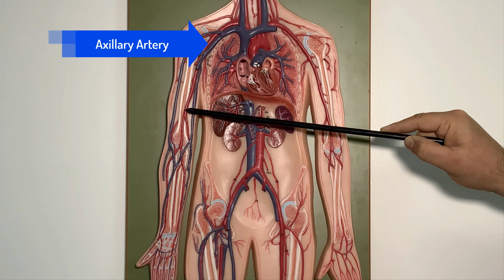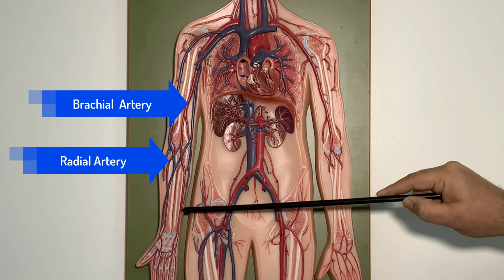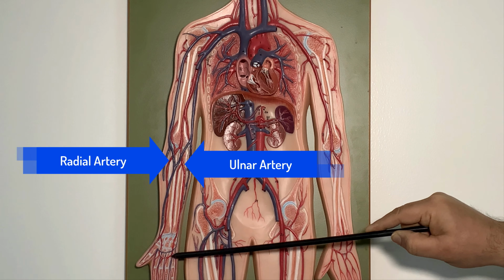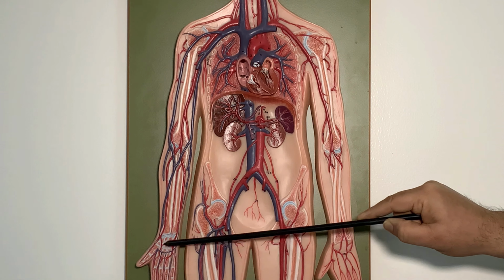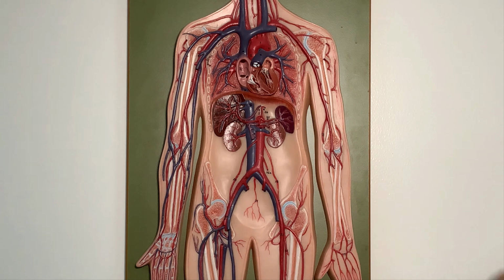It becomes the brachial artery. Towards the thumb, we call it the radial artery. Towards the little finger, the pinky, we call it the ulnar artery, and then it ends up in the hand, the palm, where it ends up in the superficial and deep palmar arches.